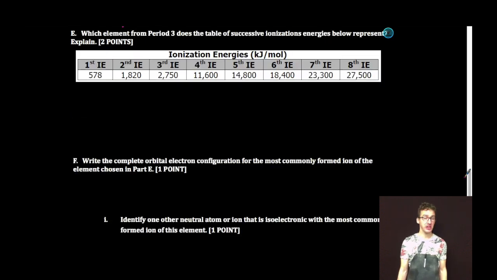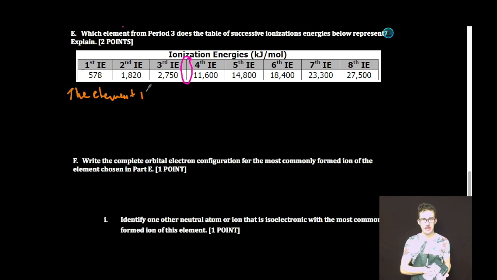Part E. Which element from period 3 does the table of successive ionization energies below represent? Explain. So now we're looking at not just the first ionization energy, but subsequent ionization energies, the energy required to remove each additional electron from a neutral atom. We know the element is from period 3. We have to decide which one. As I scan the list of ionization energies, we're looking for the largest jump in ionization energy. Notice that occurs here between the third and fourth ionization energies.